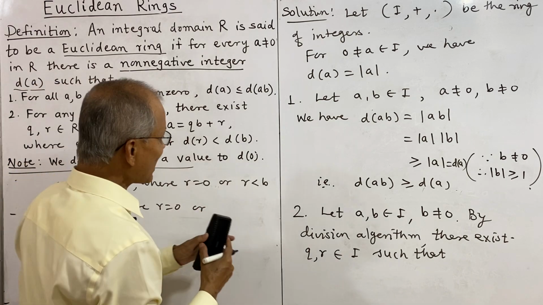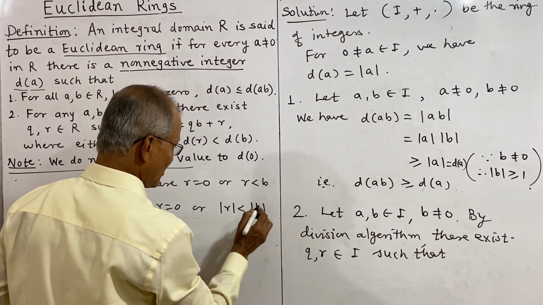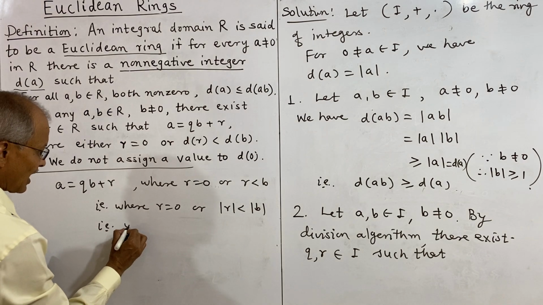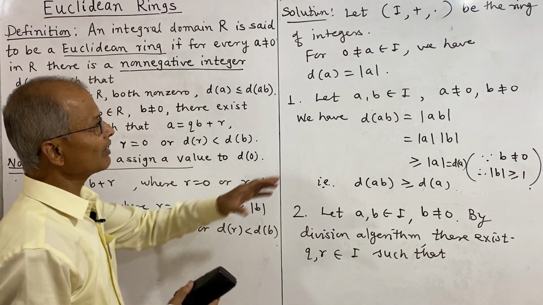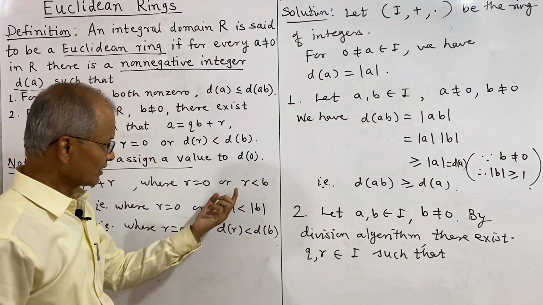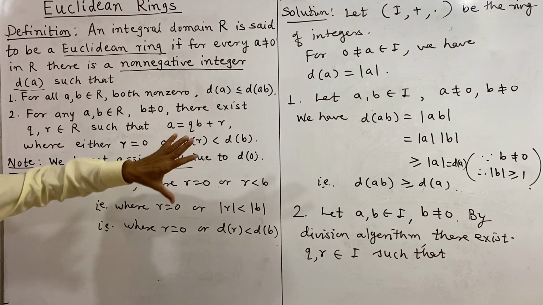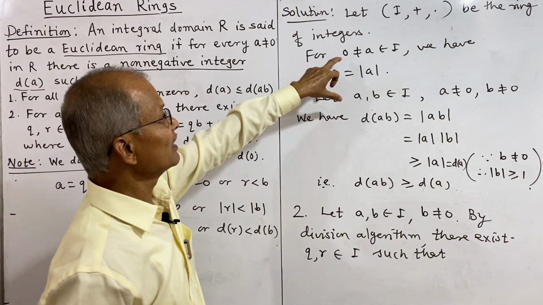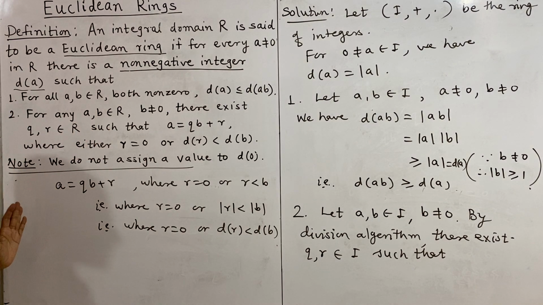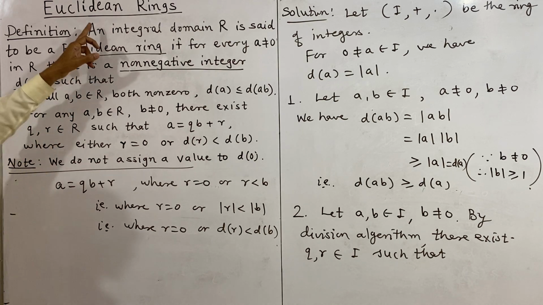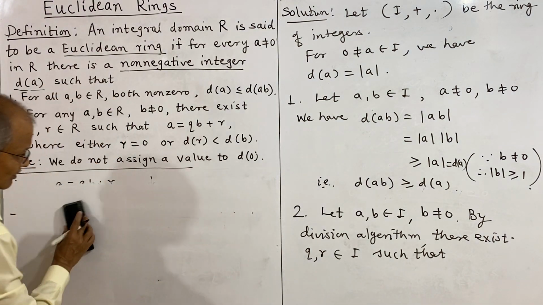or r is less than b, that means the absolute value of r is less than the absolute value of b, or this means r is equal to 0 or d of r is less than d of b, because by definition d of a is equal to the absolute value of a, and this absolute value of r is d of r. So this satisfies the second condition, and thus the ring of integers with the d value defined as the absolute value satisfies both conditions, first and second, and therefore the ring of integers is a Euclidean ring. So this is the first example of a Euclidean ring.